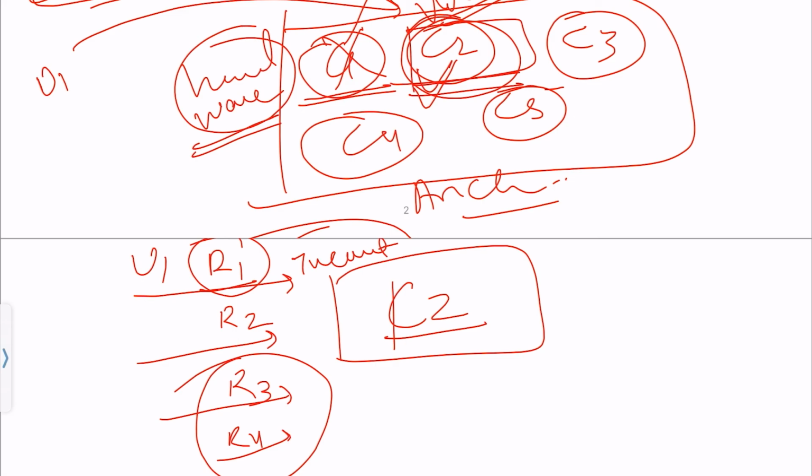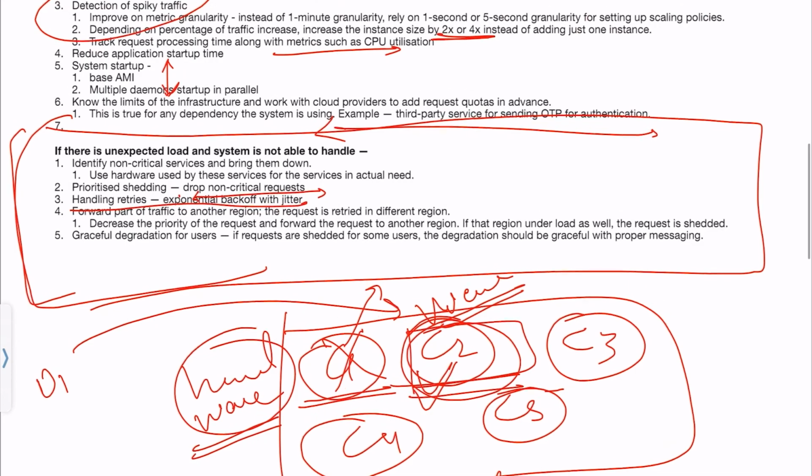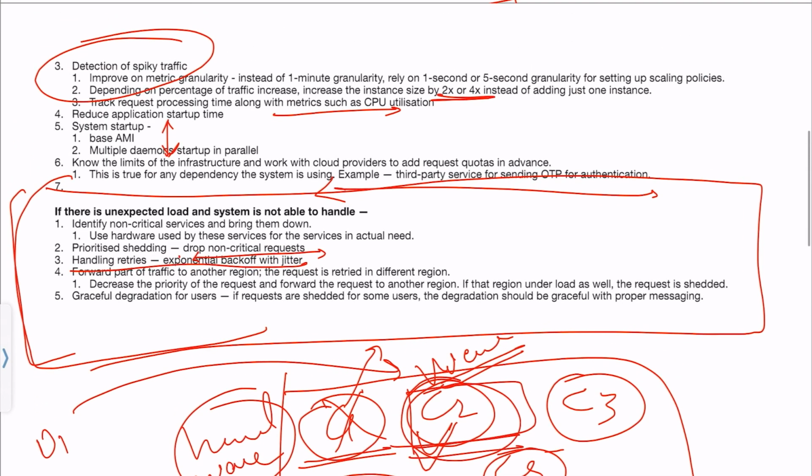What we mean is, let's say you sent request R1 at time t1. Now the second request will go at t1 plus 2. The third request will go at t1 plus 4, then t1 plus 8. So what I mean by exponential back off is, it is 2 to the power 1, 2, 3, something of that sort.